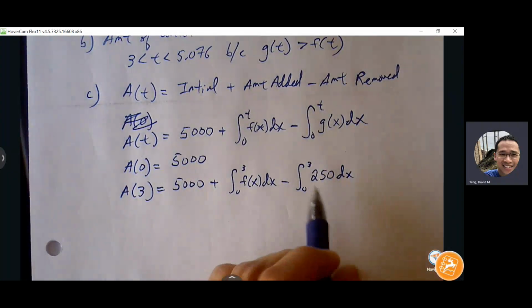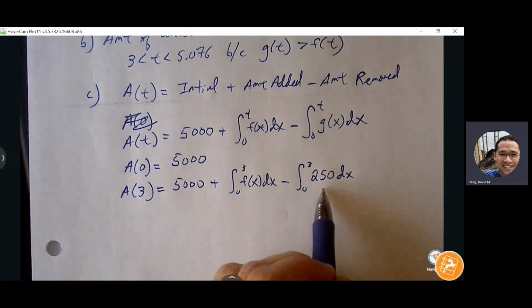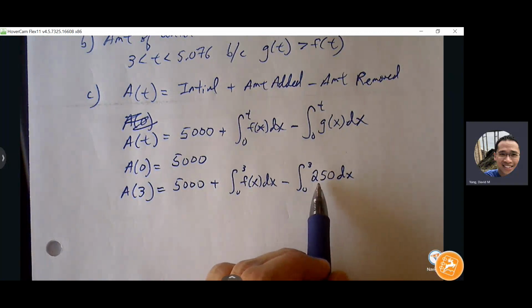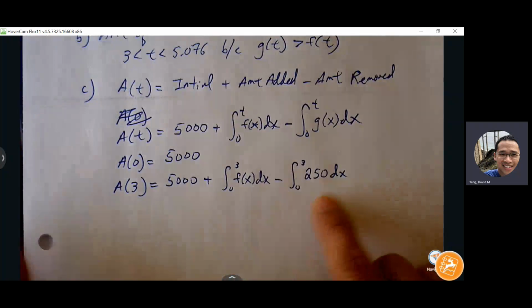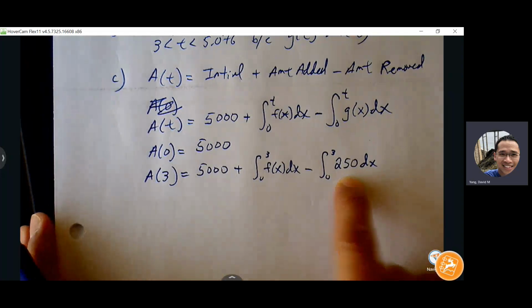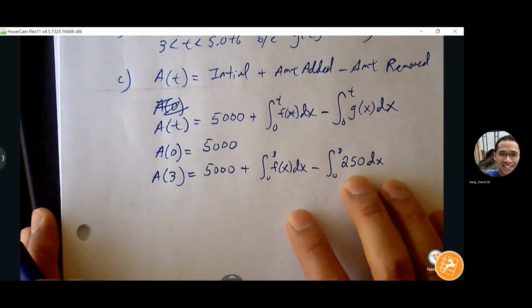Now you could also do 250 times 3, and that's basically what this is doing, right? It's basically taking that rate. It's a constant rate, so it's 250 plus 250 plus 250. So you know it's going to be 750, but I like to just put it into that integral formula, make the calc do the work for us.